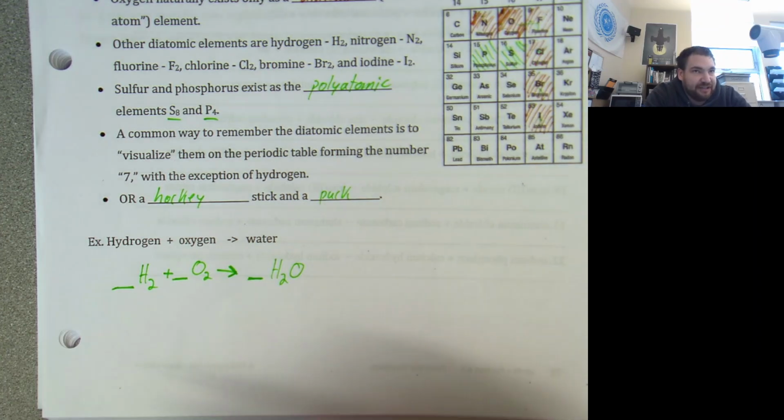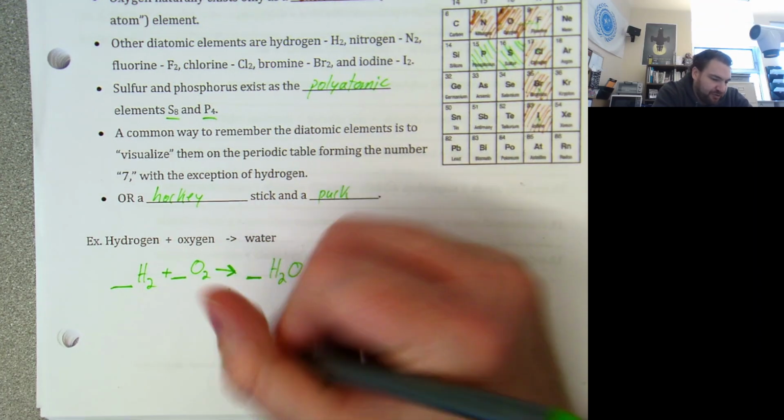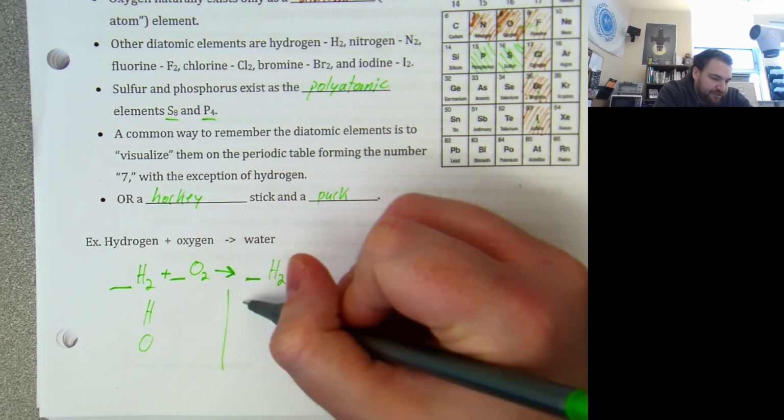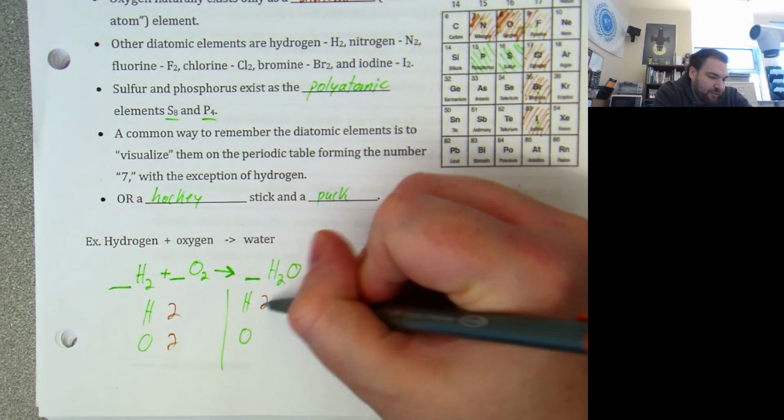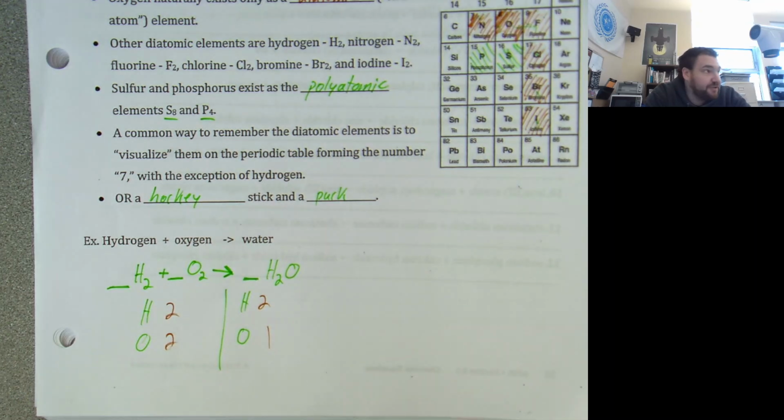And now we're actually going to take the time to go ahead and balance this thing. We draw the line. Well, what am I counting? I'm counting H's and O's. What's the first step here for balancing? Counting each side, 2, 2, 2, 1. H's are balanced, so we're going to look at the oxygens.